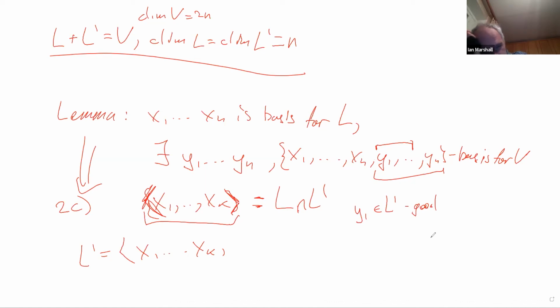And what is our freedom to move these y1, yn? We can use any matrices from Sp, yes? So you can use any matrix from Sp which doesn't change x1 up to xk.